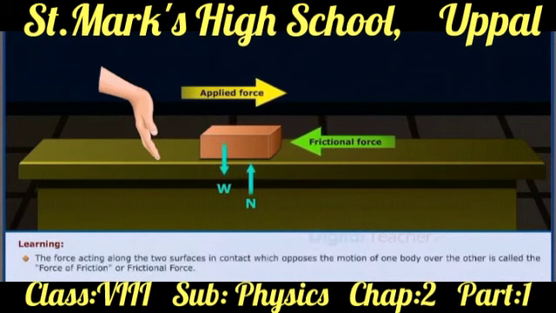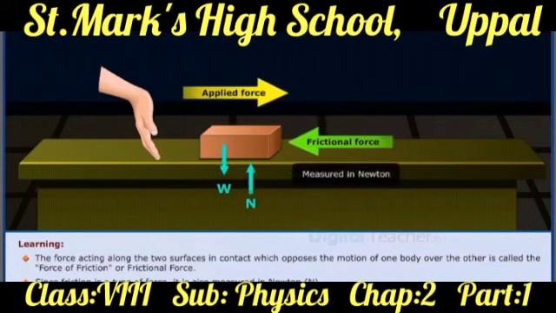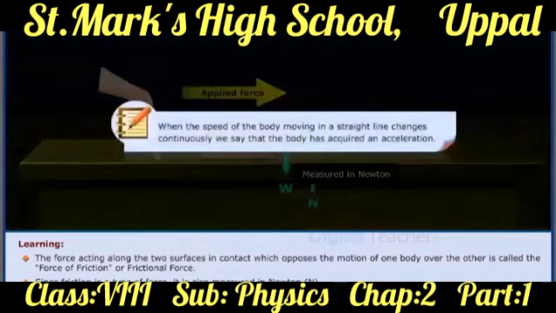The force acting along the two surfaces in contact, which opposes the motion of one body over the other, is called the force of friction or frictional force. Since friction is a type of force, it is also measured in Newton, that is N. Note, when the speed of the body moving in a straight line changes continuously, we say that the body has acquired an acceleration.